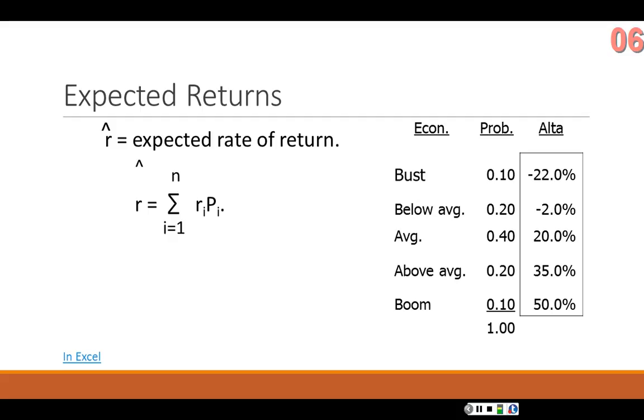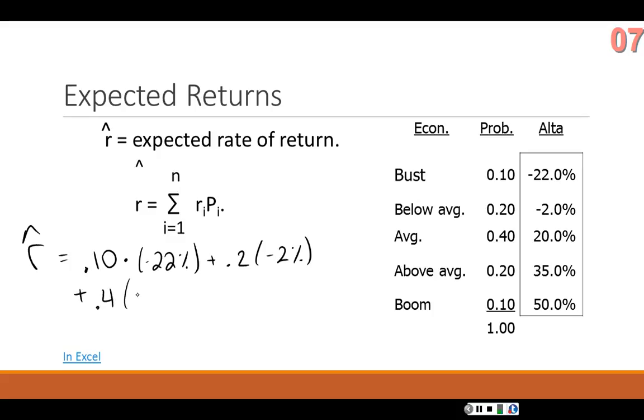So if we were to calculate the expected rate of return for Alta, we would see that the probability of a bust is 10%, and we multiply that by the return in the state of a bust, so a negative 22%, plus the chance the economy performs below average, 20%, multiplied by the negative 2% return that would be anticipated, plus the 40% probability of an average economic climate multiplied by the 20% return in that state of the economy, plus the 20% chance the economy will perform above average, multiplied by the 35% return in above average economic climate.